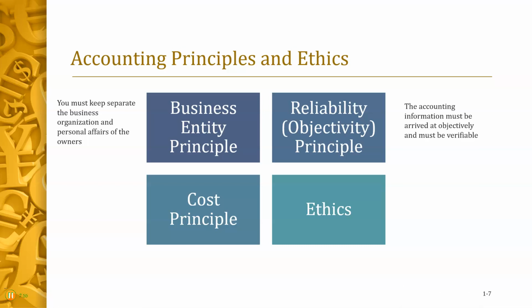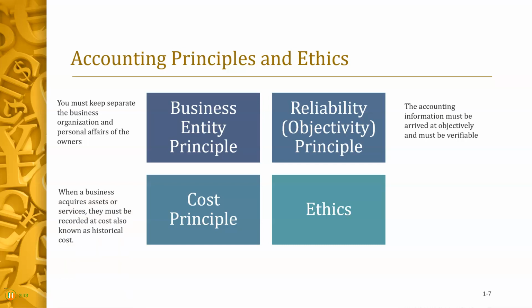Then we have the reliability or objectivity principle, and this is accounting information must be arrived at objectively and must be verifiable, which means you have to have documentation. You can't just say, oh, I think we made this much in sales. You actually have to have sales invoices.